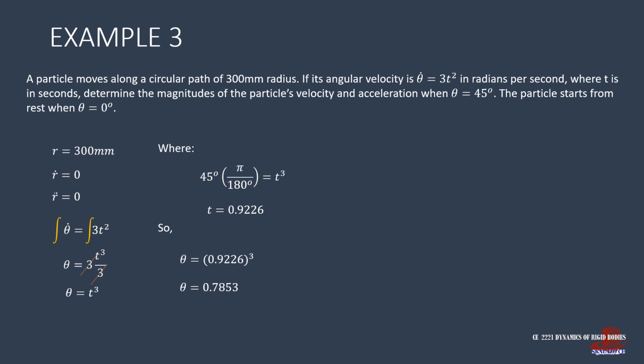0.7853. Next is to identify theta double dot, and that is determined by differentiating the equation once again. We get theta double dot as the constant 3 times the derivative of t squared, which is 2t, simplified as 6t. Again, plug time as 0.9226 to have theta double dot as 5.5356.